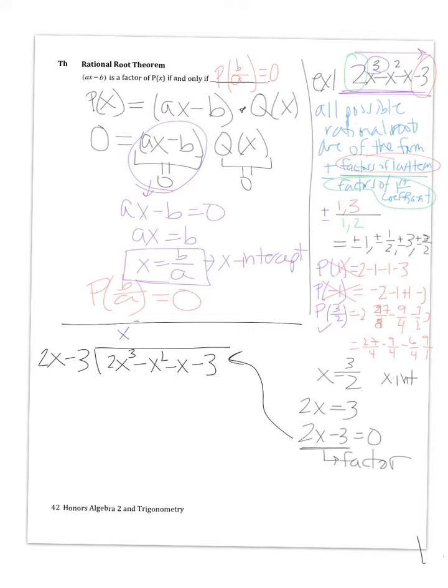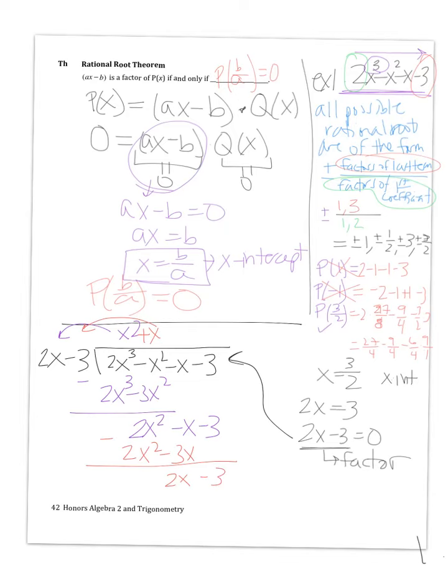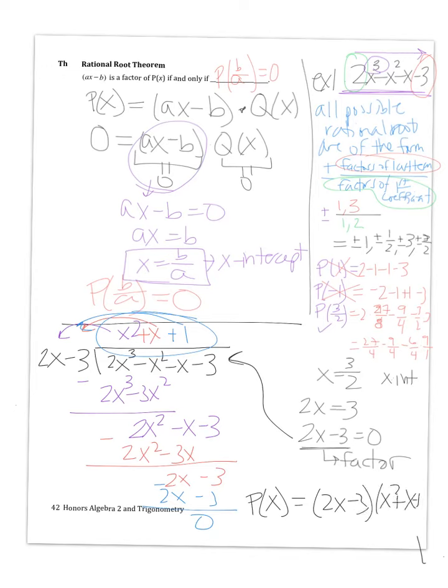Hopefully we're good at long division now. Let's see how it goes. And so I end up that my polynomial is equal to 2x minus 3 times x squared plus x plus 1.